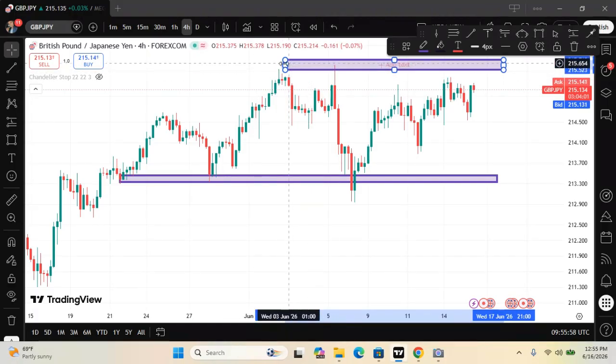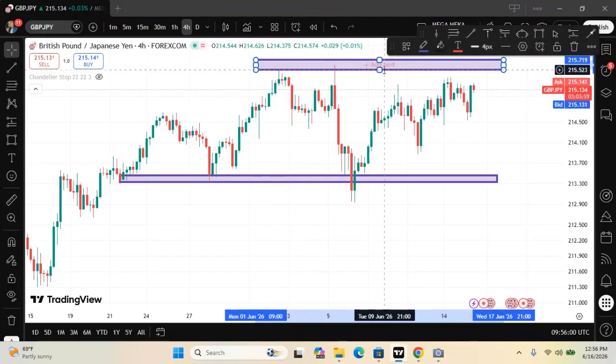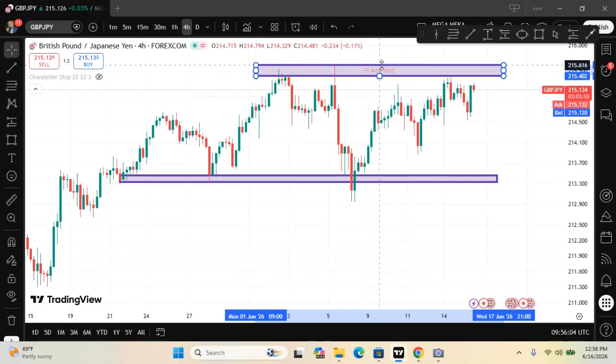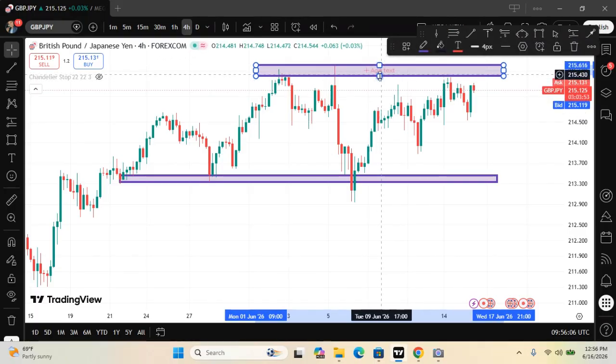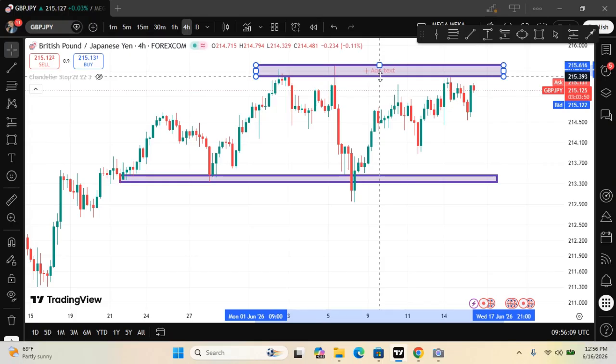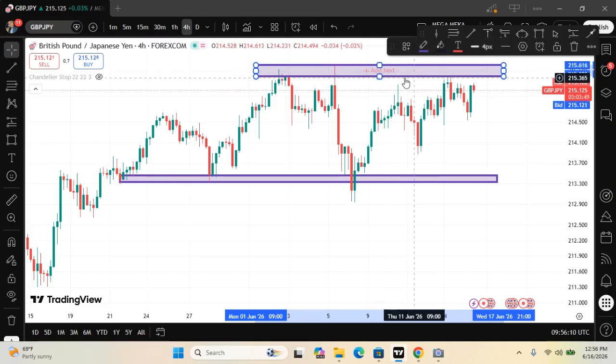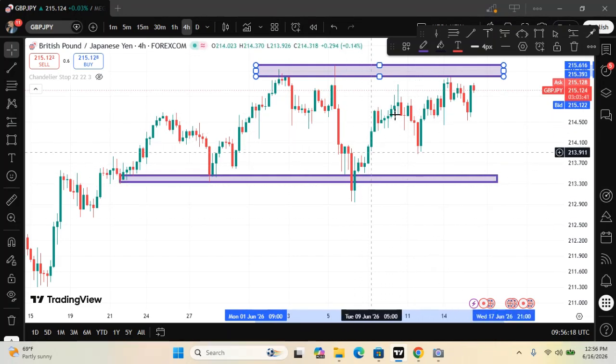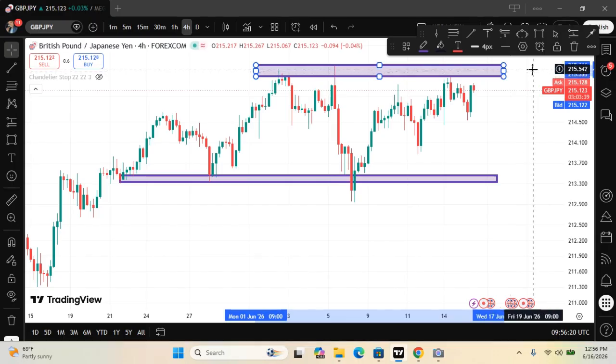So we get the rectangle box. We draw the top of the wick to the bottom of the closest body. Okay? Now look at that. This right here is your zone. This becomes my resistance zone.